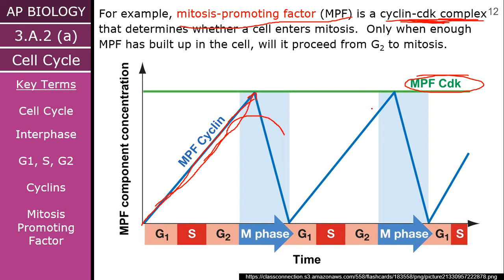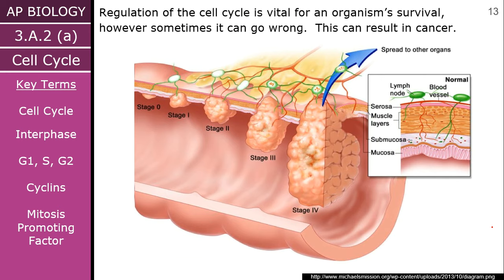Okay, so you'll notice that every time mitosis is happening, so that's these blue sections here, you will see an increase in the MPF. That's our cyclin, or the MPF cyclin, rather. And notice that this is a cycle, so it's going to happen multiple times. Here's one cell cycle. And here's another, and then a third one has started, right? So this is going to happen multiple times until the cell gets too old, and we'll talk about that.